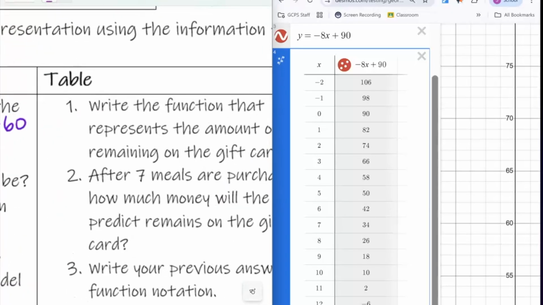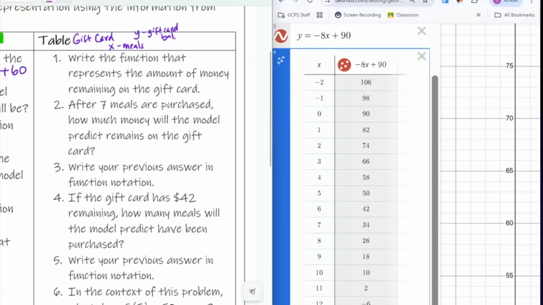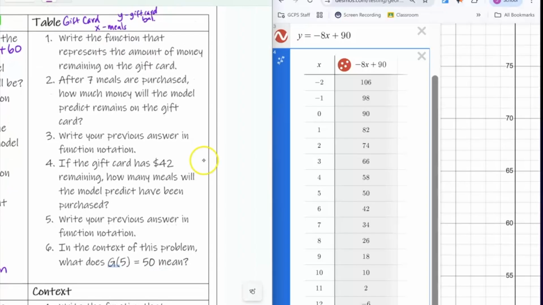So my title is gift card. My X is meals. And then my Y is my gift card balance. So you always need those 3 things in order to answer the question. So please make sure you've written whatever your 3 things are. Now we can answer any question they give us.